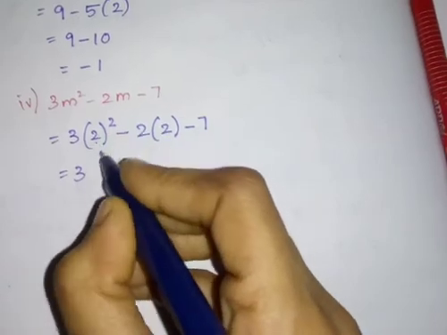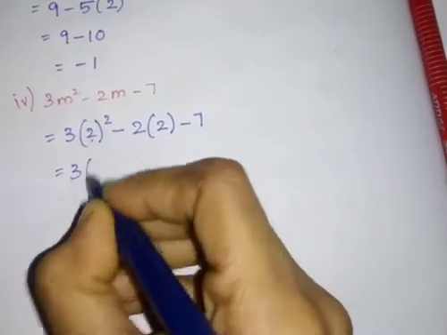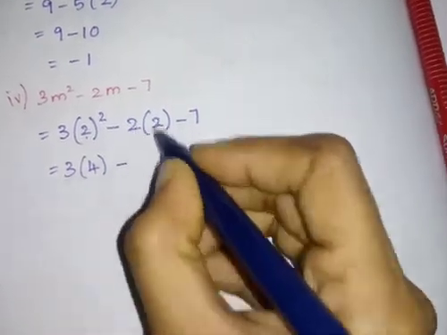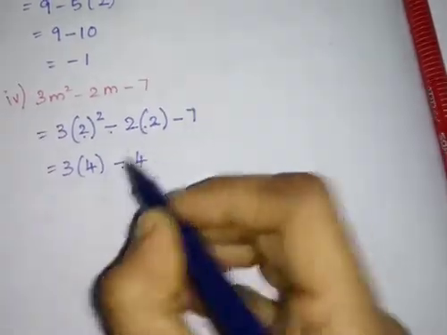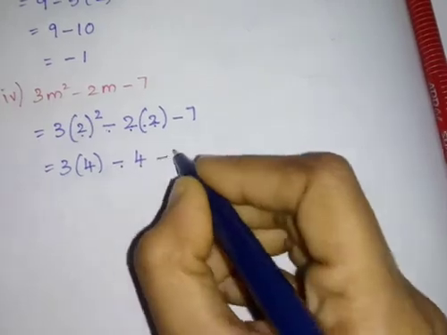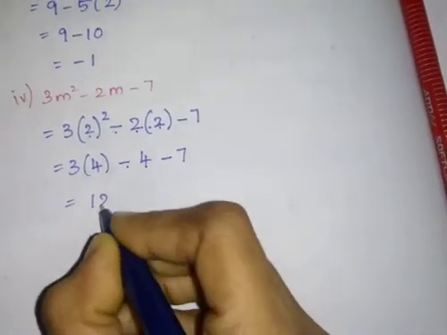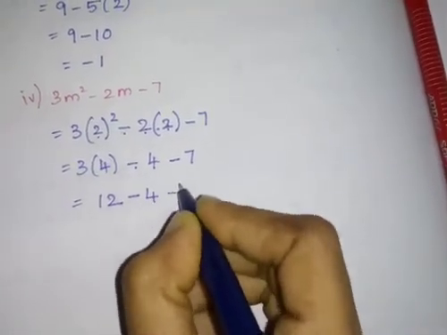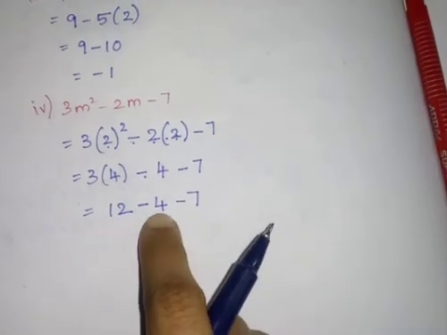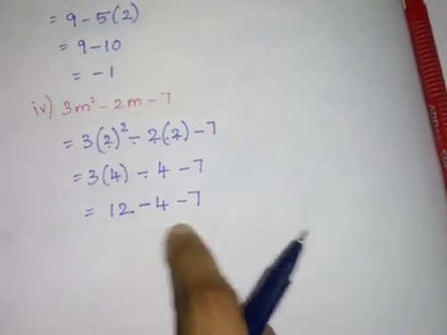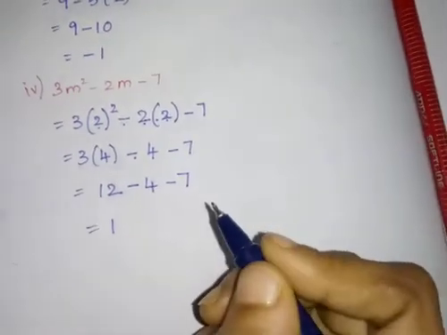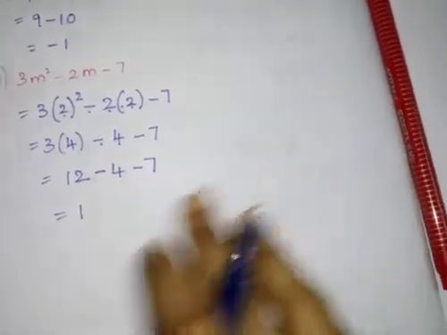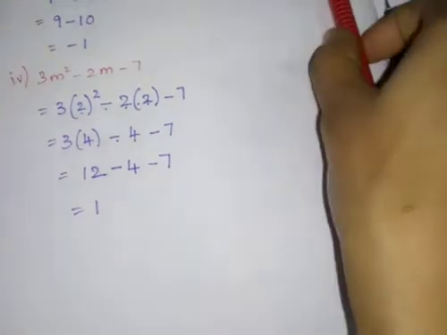3 into 2. 2 square is nothing but 2 2s are 4. Minus 2 2s are 4, minus 4, because minus into plus is minus, 2 2s are 4, then minus 7. 4 3s are 12, minus 4 minus 7. 12 minus 4 is 8. 8 minus 7 is 1. So 1 is your answer.